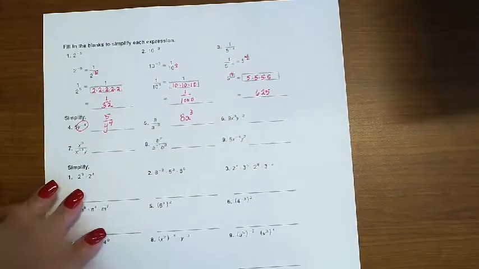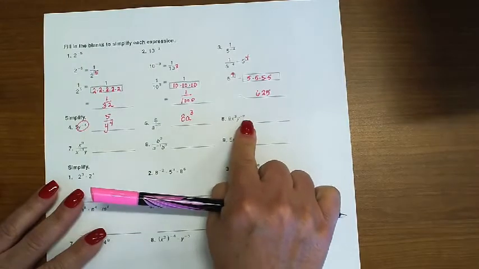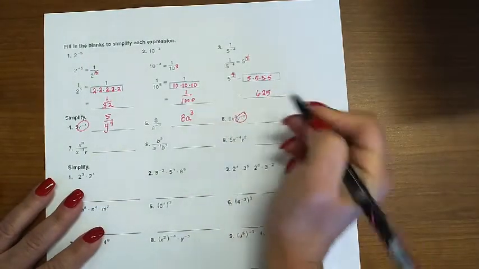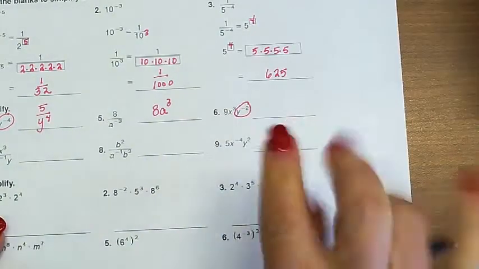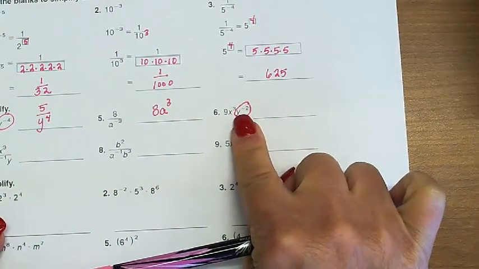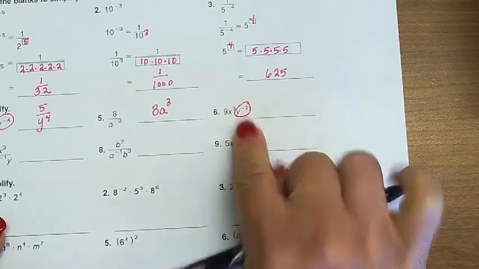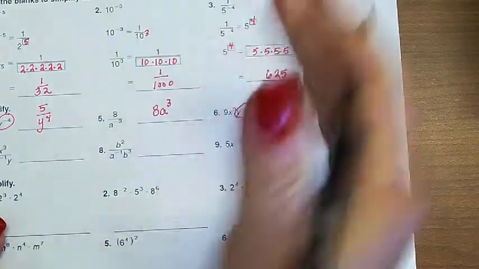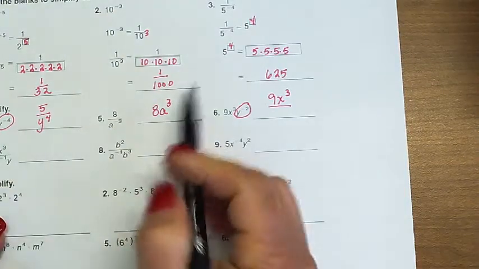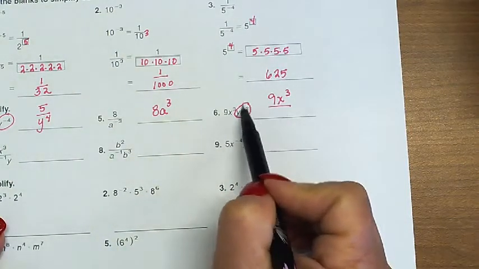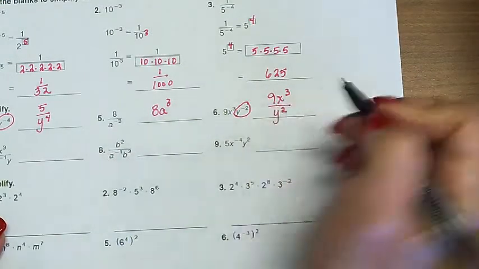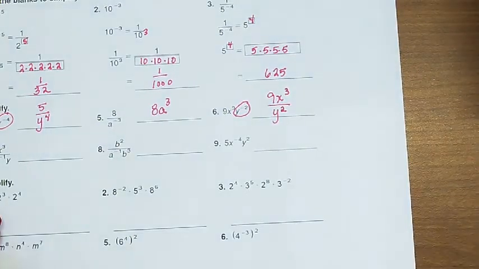On this next one, 9x to the third, y to the negative second. The only thing that is raised to the negative power is this y. So that's the only thing that has to be moved. The 9x to the third remains where it is, on top. And then the y to the negative 2, I need to bring that to the denominator. And when I do that, my exponent becomes positive. And that is my final answer there.